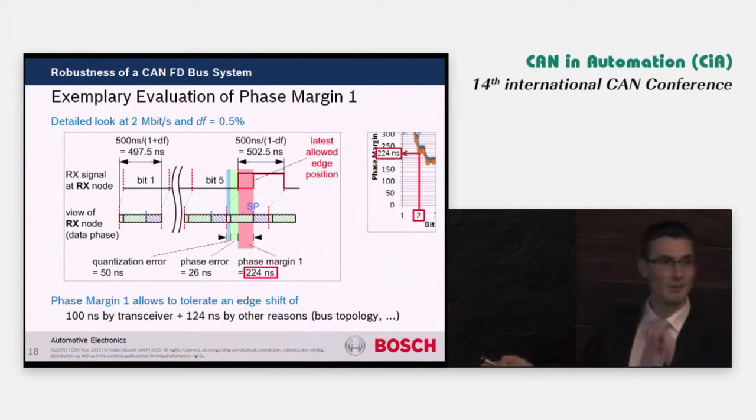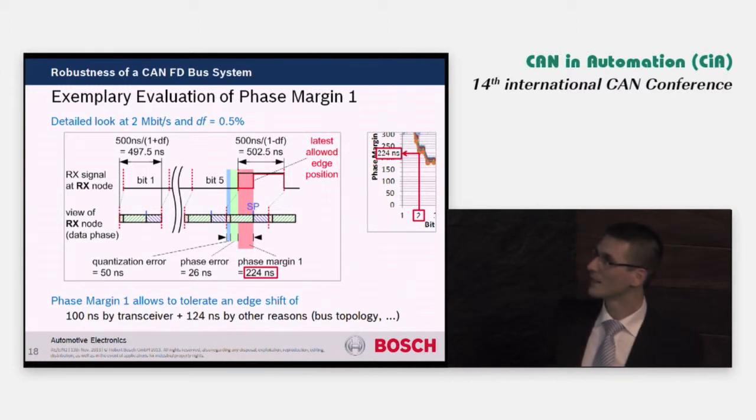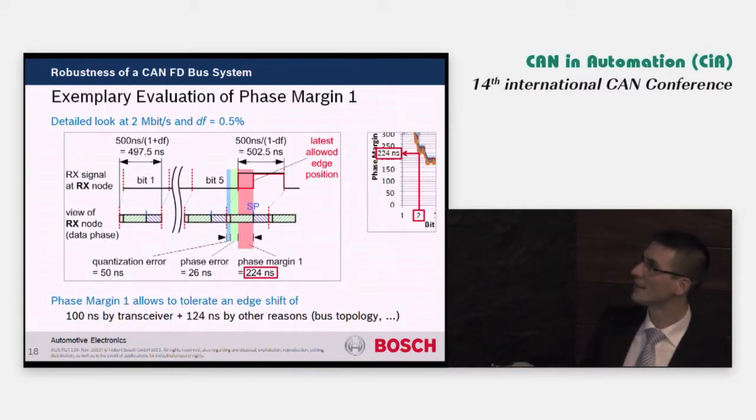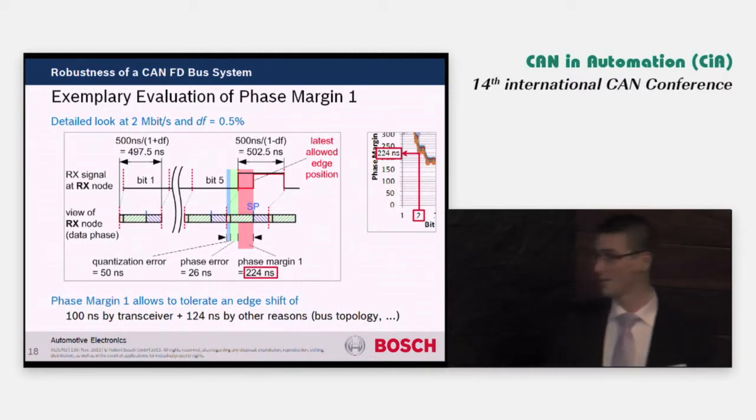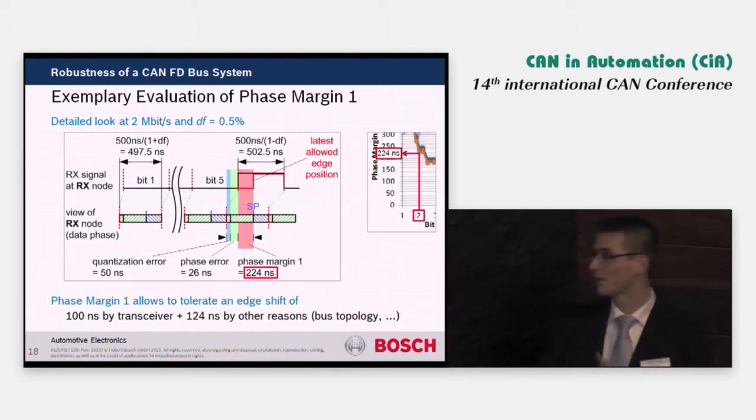Where do I get this value from? On the previous slide, we had this curve, this diagram, and we just check at 2 megabit per second, we get 224 nanoseconds from the calculation. So I can use this phase margin to be more robust. This edge at the beginning of bit 6 may shift somewhere, maybe somewhere in this light red area, and I still sample the bit correctly. And this red curve marks the latest allowed edge position to sample the bit correctly. The sample point is here, so I will sample the bits correctly. So this phase margin allows to tolerate an edge shift of, let's say, 100 nanoseconds from the transceiver, and the bus topology shifts it by a further 124 nanoseconds.